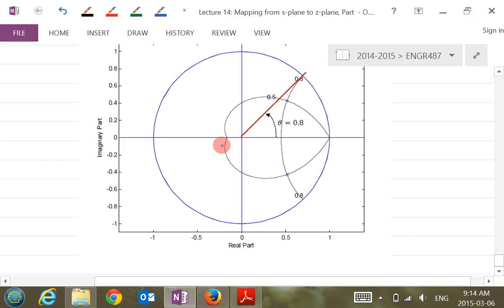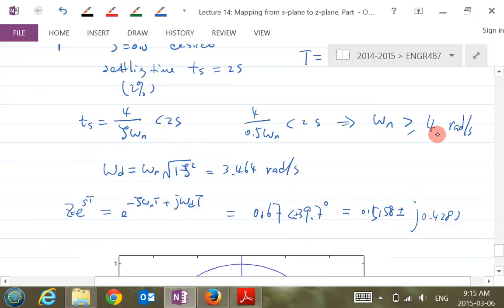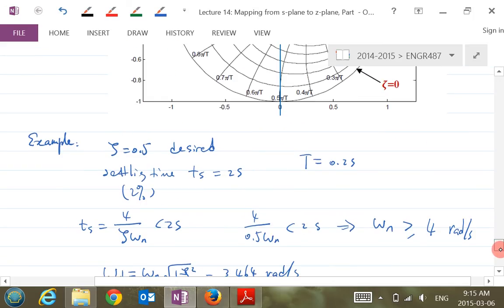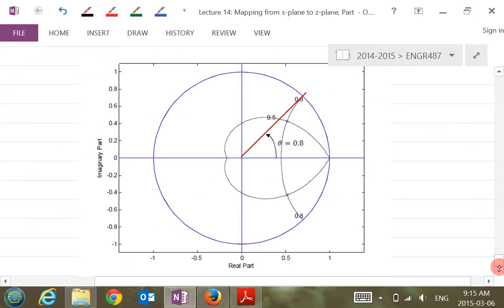zeta equal to 0.5, the constant damping ratio locus, right? And what's omega n in this case? Omega n we calculate as what? 4, right? Minimum is 4. And what is the capital T sampling time? It is 0.2. So the number right here, this is actually what? Theta equal to omega n T. This is theta, so that should be 0.8. See that? Okay? So that's the explanation of those numbers here.